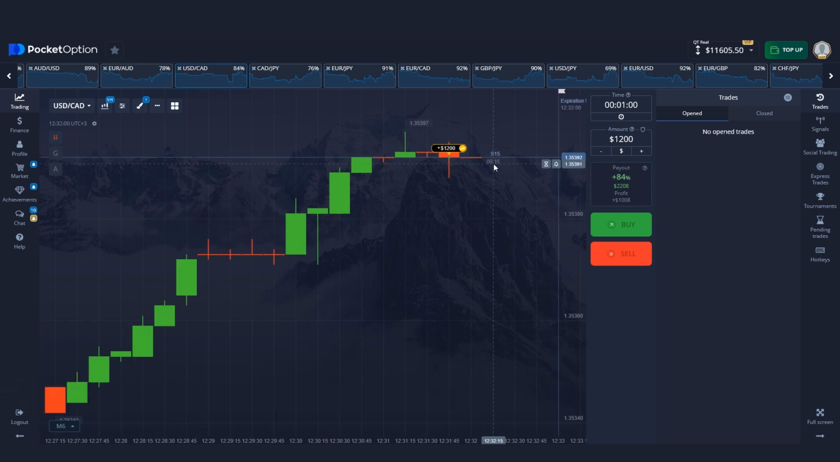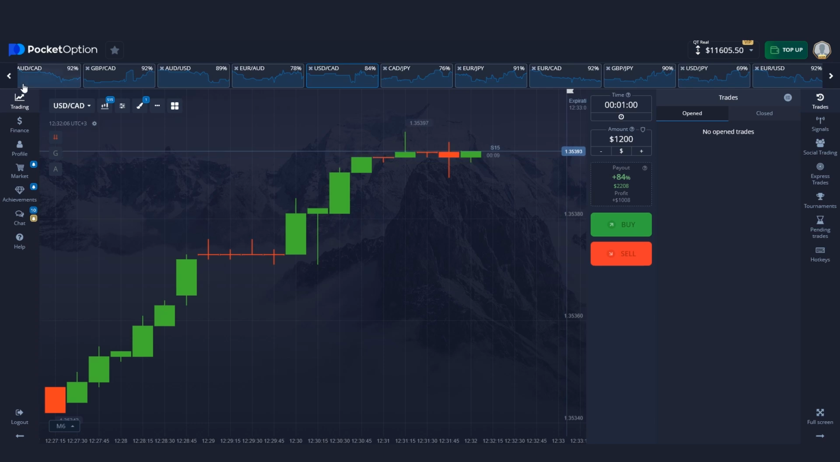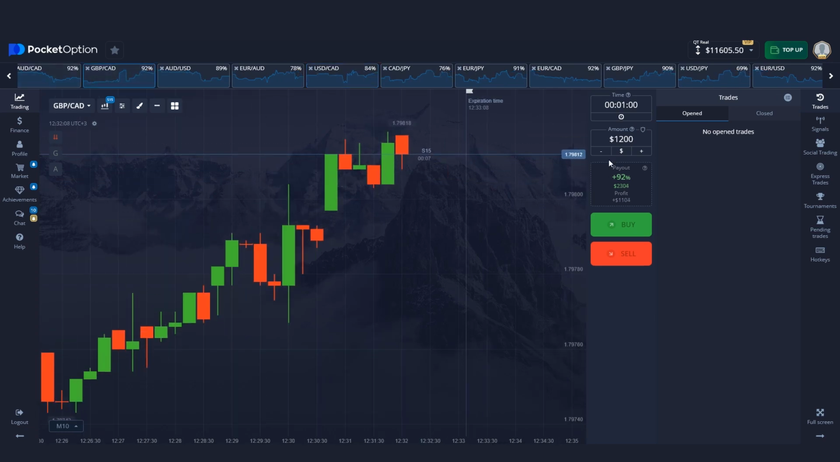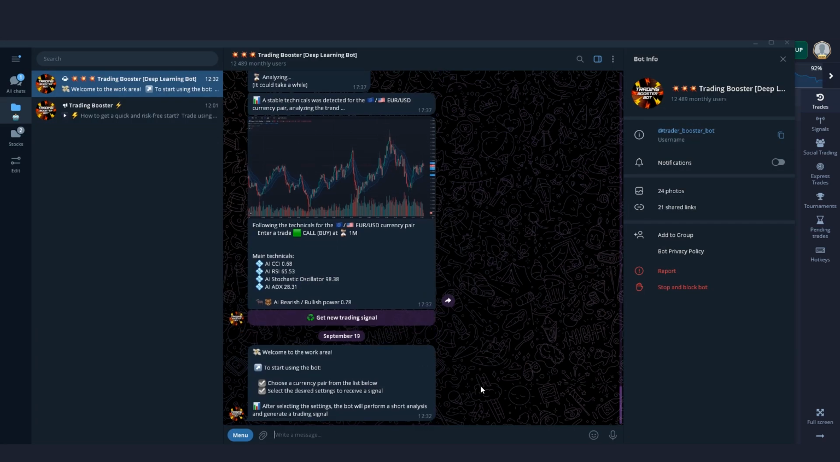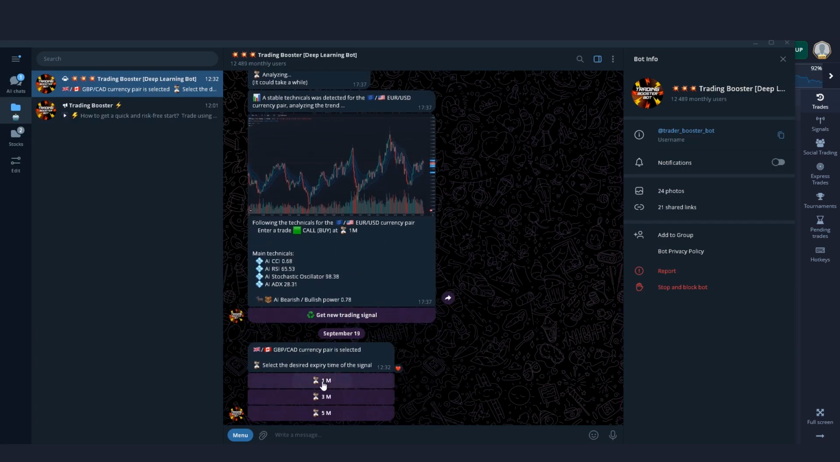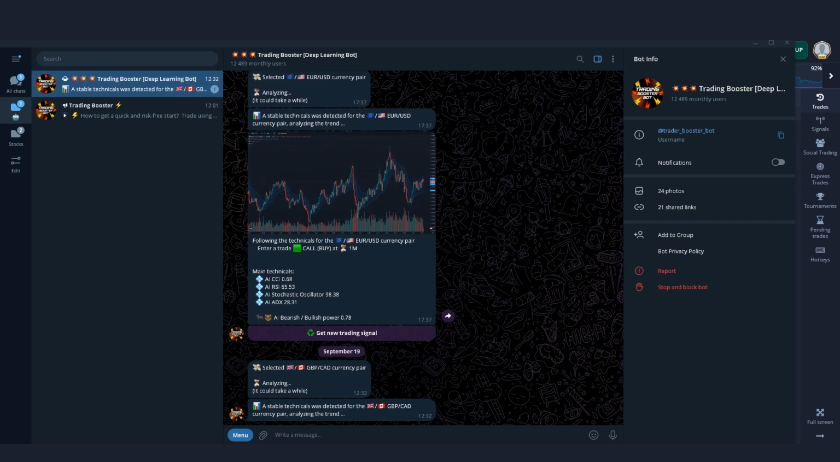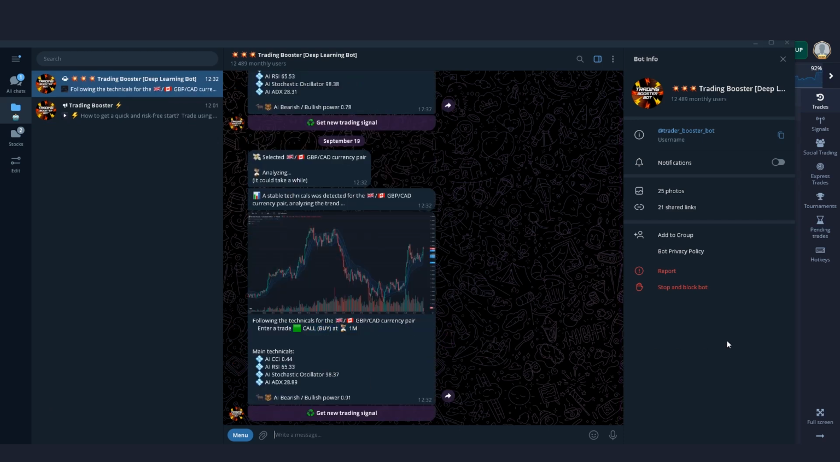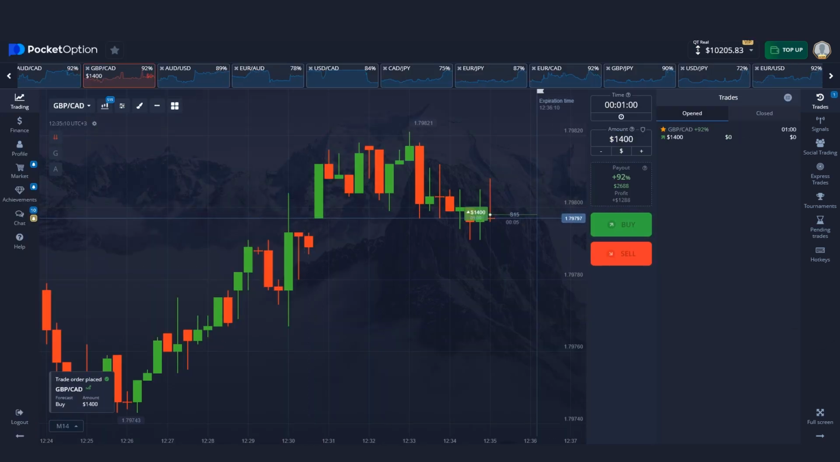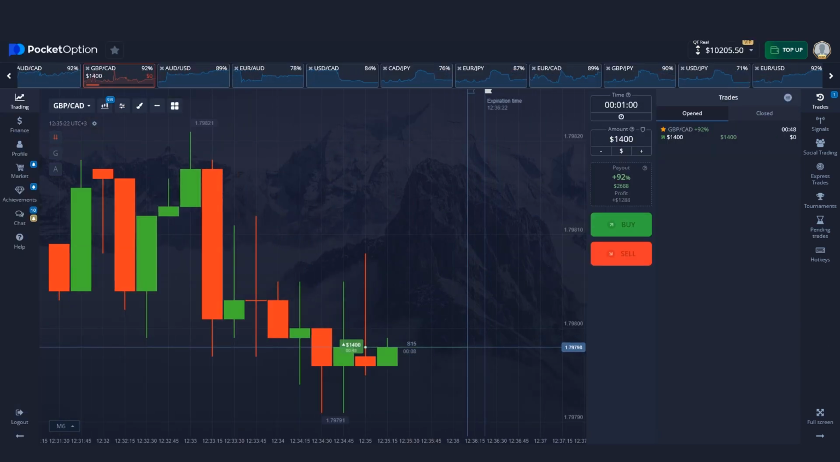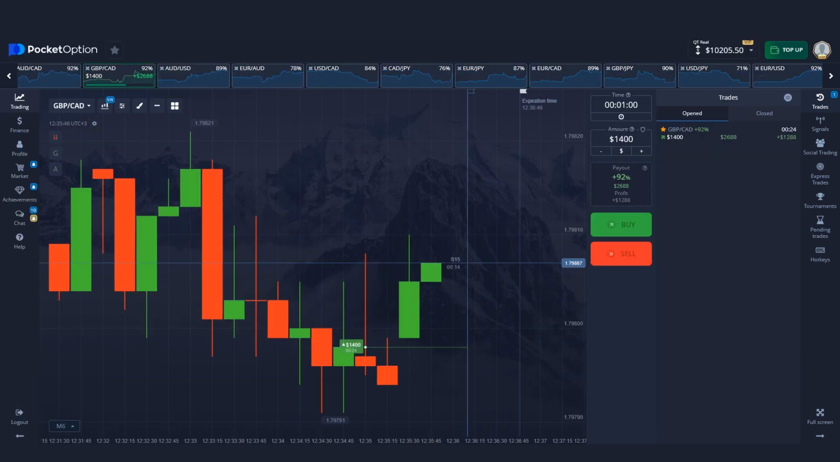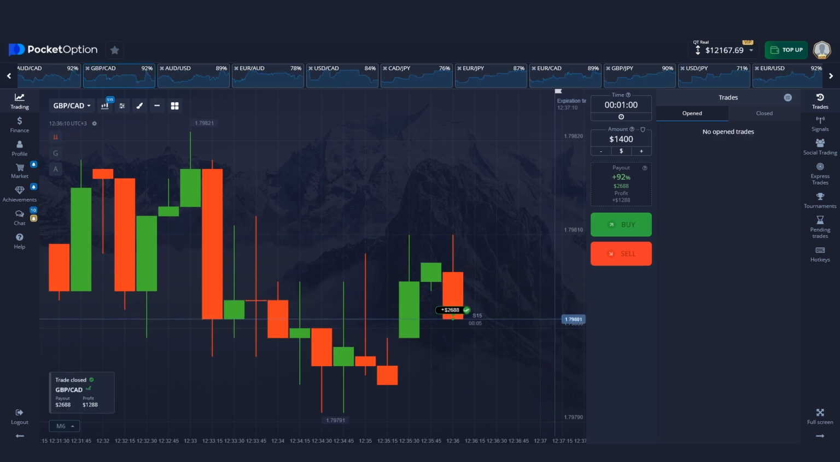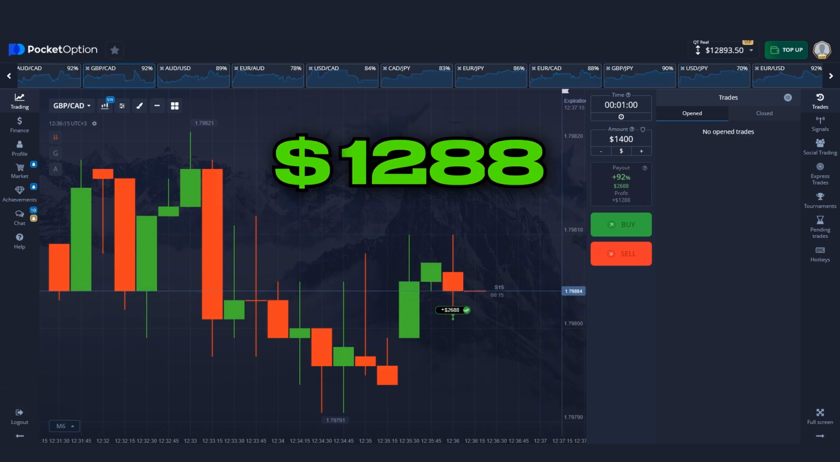At the last moment, the deal closes at 0. A little scared me, this currency pair. So I will change it, let it be the British pound, Canadian dollar, and raise my bet to $1,400. I choose this currency pair, time to trade 1 minute. And I get a buy signal and immediately open my buy trade. And this trade brings me almost $300.